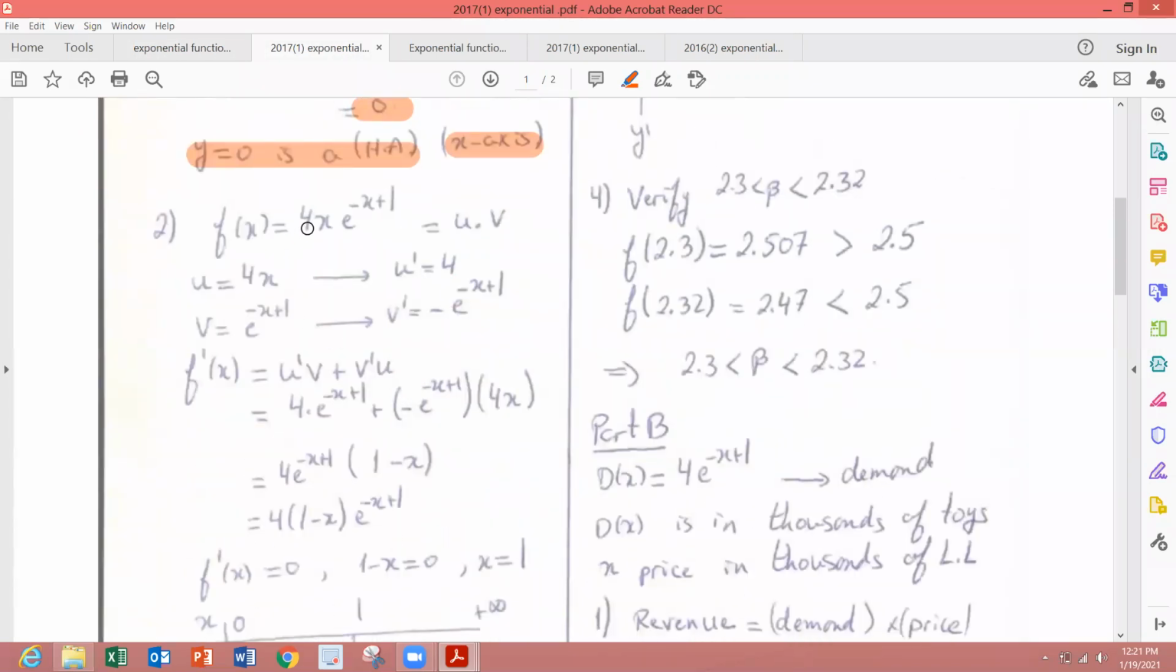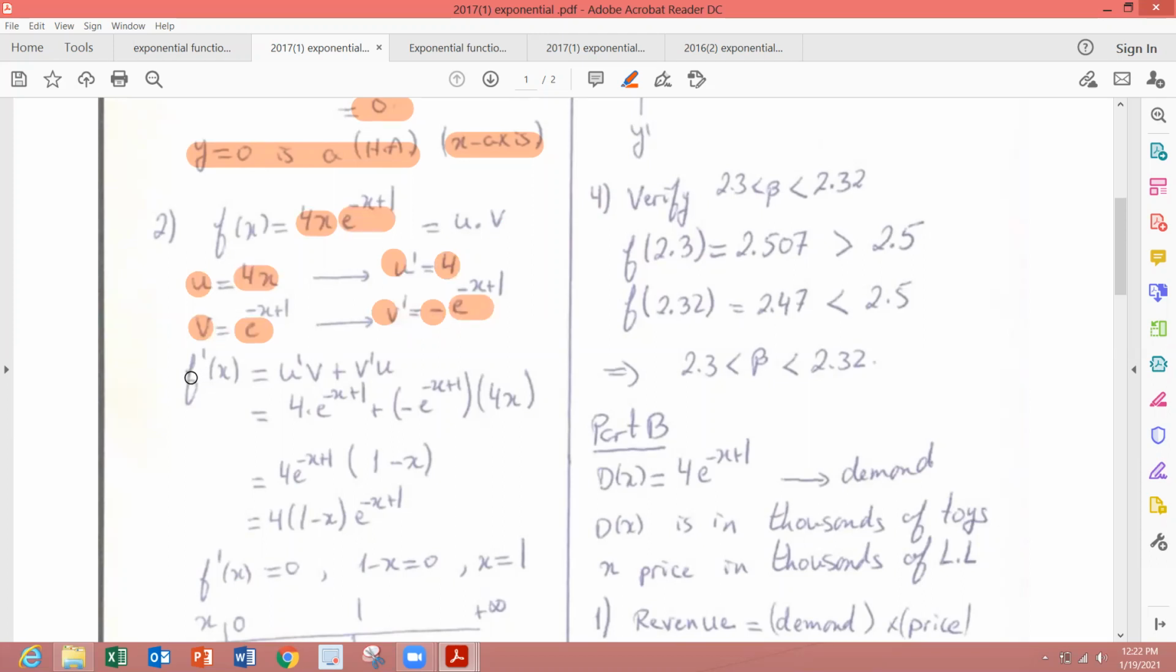So this is f(x) equals 4x e to the power minus x plus 1. This is u. So u equals 4x. U prime then is 4. V is equal to e to the power minus x plus 1. For v prime, I take the derivative of the power. The derivative of minus x is minus 1, times e itself.